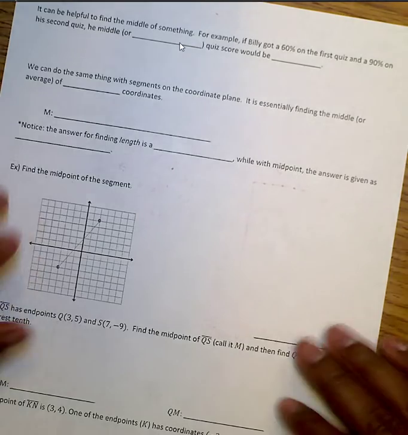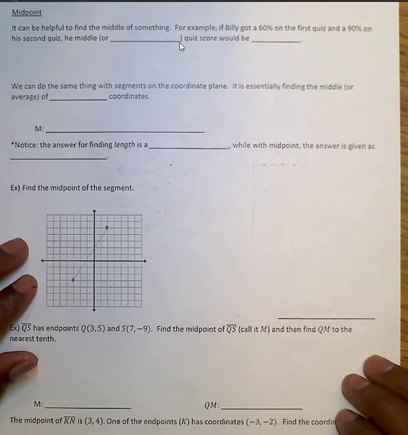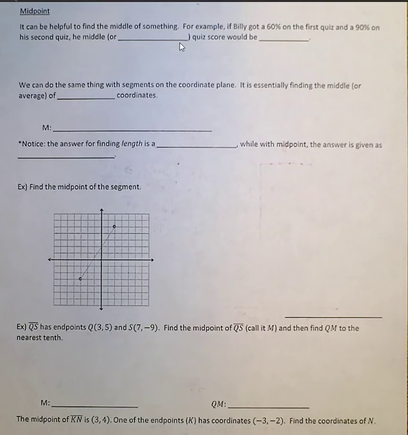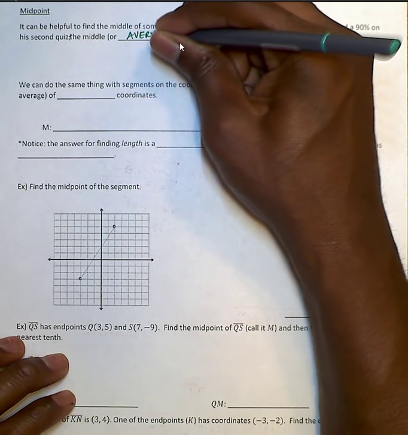Backside, the midpoint formula. It can be helpful to find the middle of something. Okay, so think of the midpoint as finding the middle of something. For example, if Billy got 60% on his first quiz and 90% on his second quiz, the middle, or average quiz score would be what? How would you find the average quiz score?